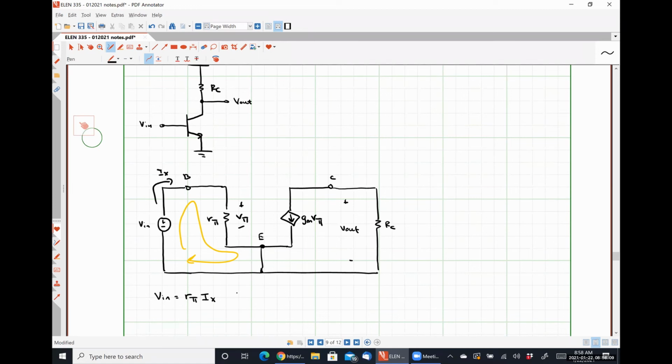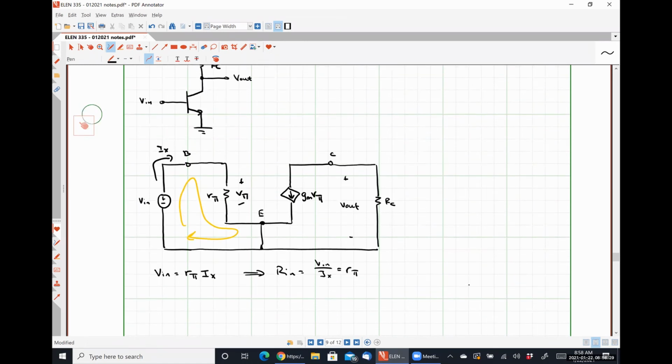So what's the input resistance? Just R pi. Yep, easy peasy. Vn over Ix is equal to R pi. So this is what the input resistance of our amplifier looks like.